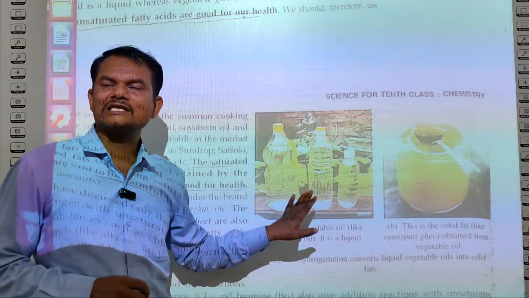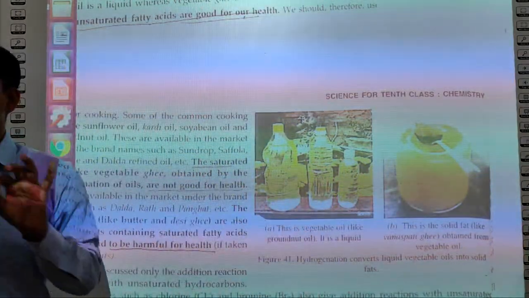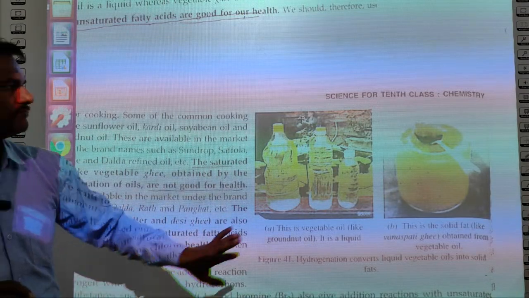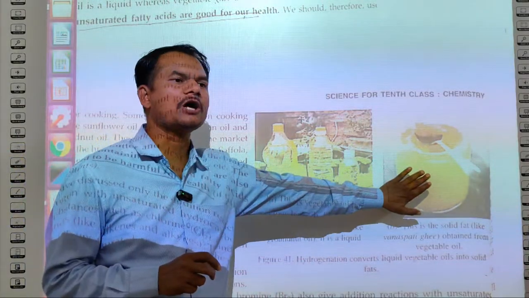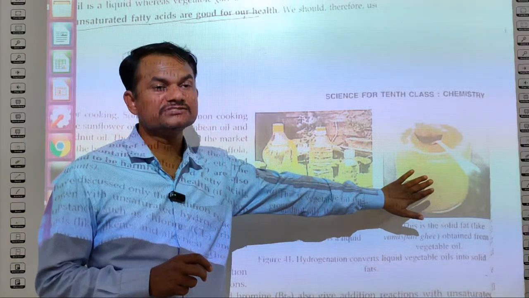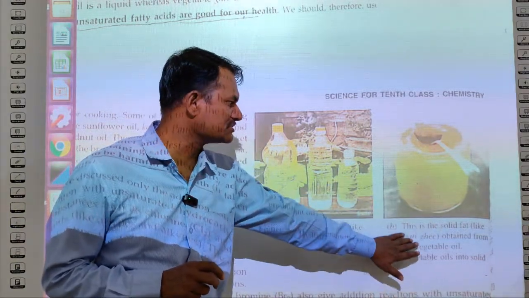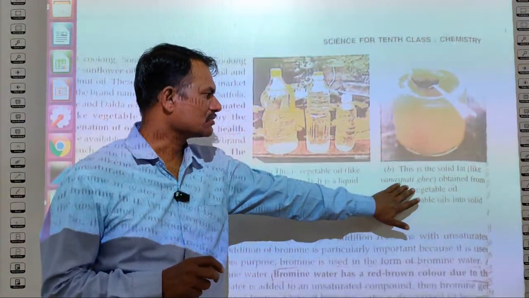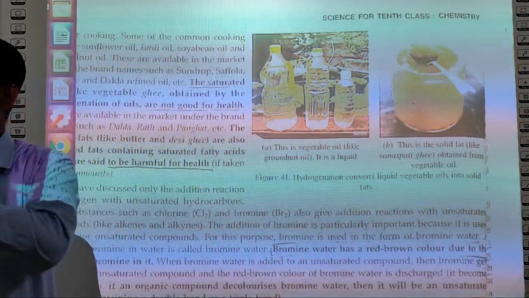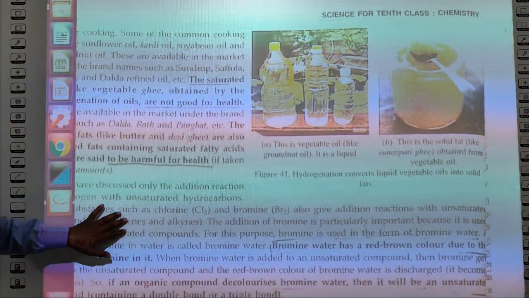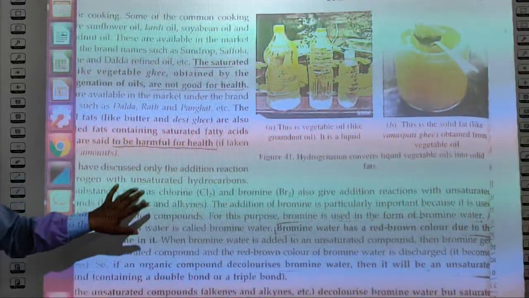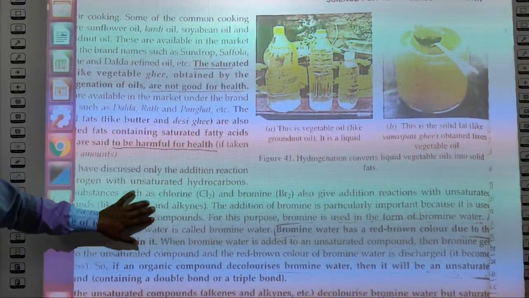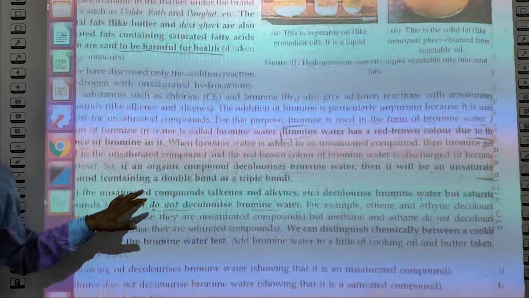Unsaturated hydrocarbons are useful for our body, this is healthy, but this is not healthy. Saturated hydrocarbons, that is dalda or vanaspati ghee, are not good for our health. Do you understand? We just took a quick look.